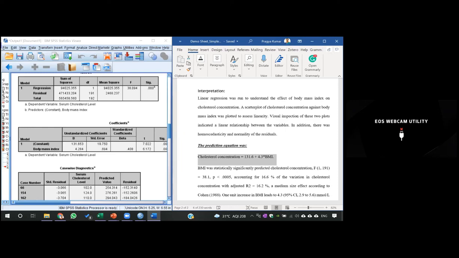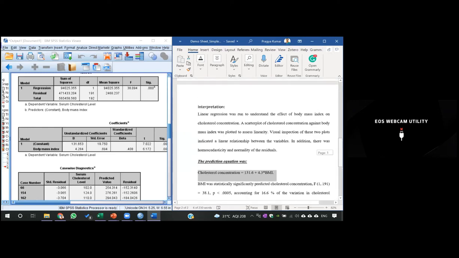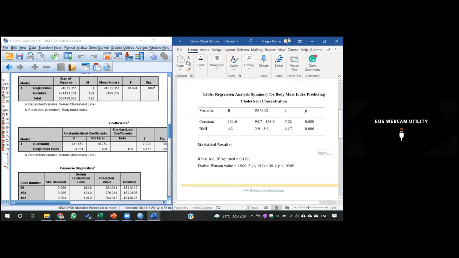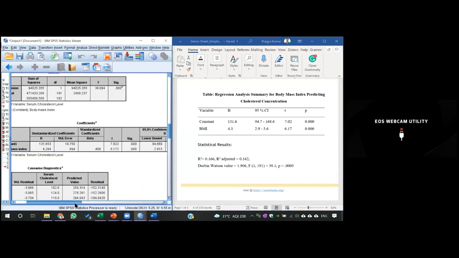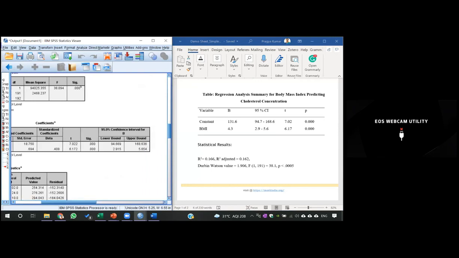Yeah. Okay. So now I think this is the table. Can you see this? This is a constant. This beta I have entered here. I have taken this 95% CI also because that is needed. So in the 95% CI, this constant may range from 94 to 168, and this may range from 2.9 to 5.6. This is the value of T, and this is the P value.